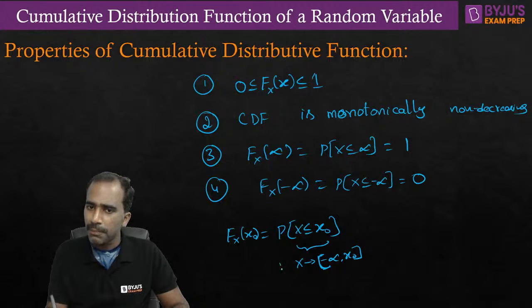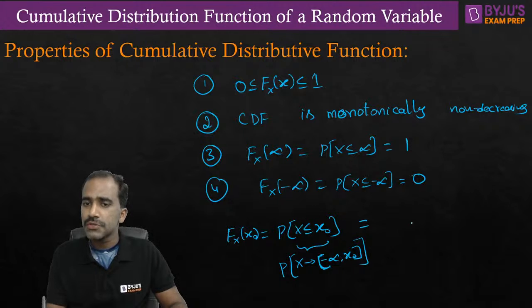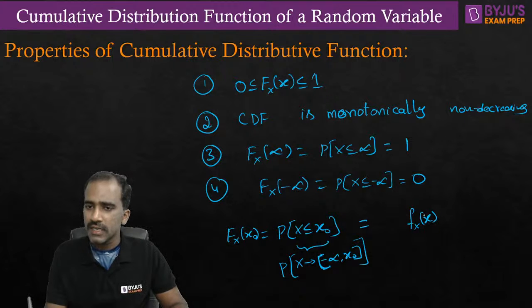We are interested in the probability of the random variable taking the values from minus infinity to x naught. Add up the probabilities of the random variable from minus infinity to x naught. That is what we have here. Okay. So how do we find it using PDF? PDF has the information of the probabilities. So if it is a continuous random variable, you have to add up the probabilities from minus infinity to x naught.